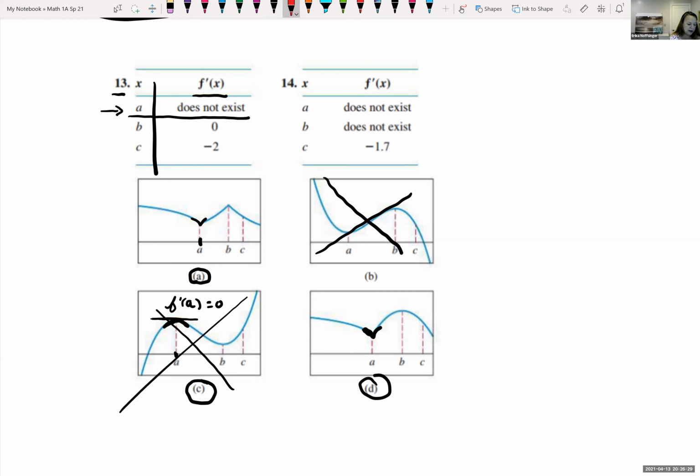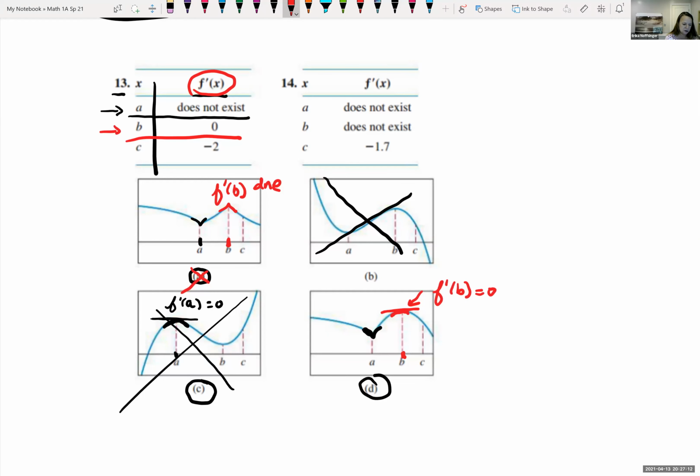So now I'm looking at when x is b. So when x is b, I know my first derivative, I get 0. So I know that the tangent line is leveling out. Well, x equals b here, f prime of b actually doesn't exist because it's a sharp corner again. So this graph of a can't hold. And so I would look at this next one, D. Here at x equals b, that tangent line, that derivative at b is 0. Okay, so this value holds for graph D.